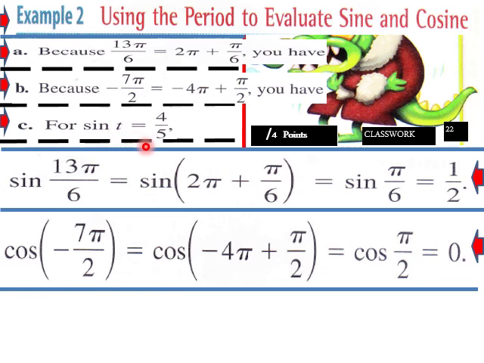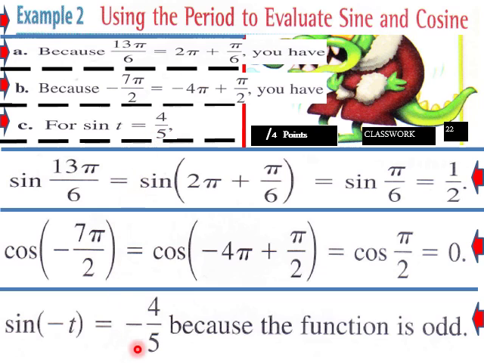And then for sine t equals 4 over 5, we're going to find out that the sine for that, sine negative t, would equal the negative of 4 over 5 because the function is odd. 4 over 5 is, I think, about 25 degrees. So it'd be 25 degrees positive, and then if you take the negative of 4/5, it would put it down in quadrant 4, and it would make it a negative for that because the sine function is an odd function.